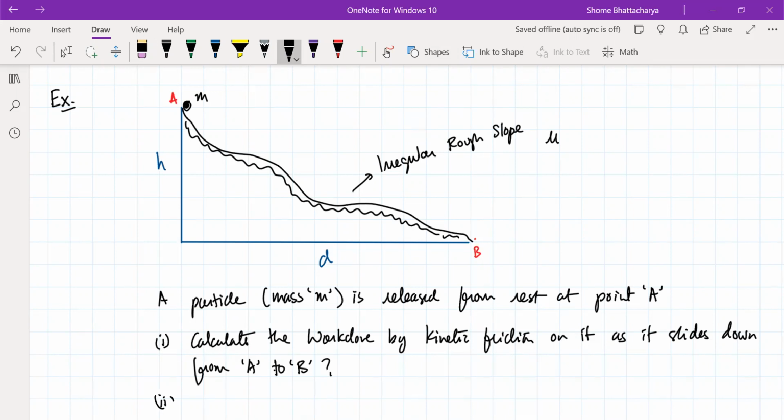And then we also want to find its speed at the point B. When it reaches the point B, how much is the speed going to be? Okay, so just try to figure out how we'll set up the work energy thing here. Then we'll discuss this question in detail.